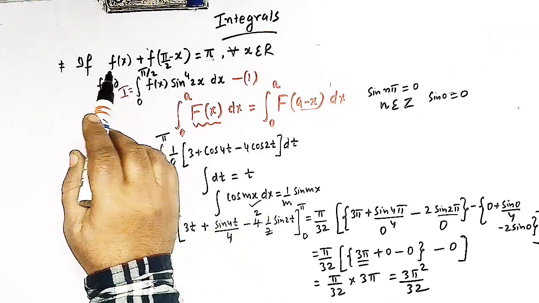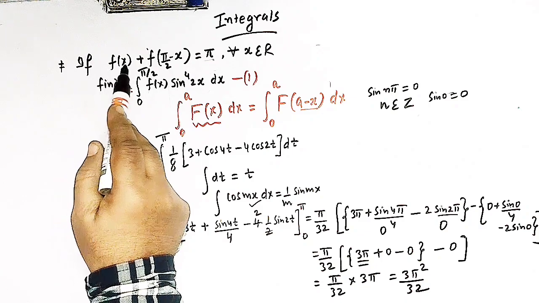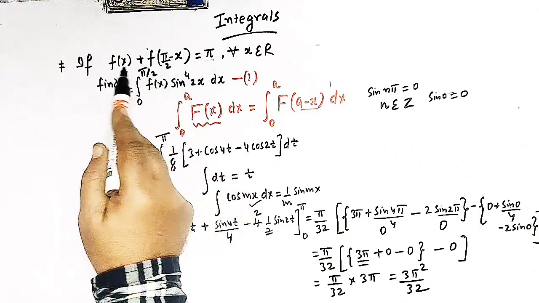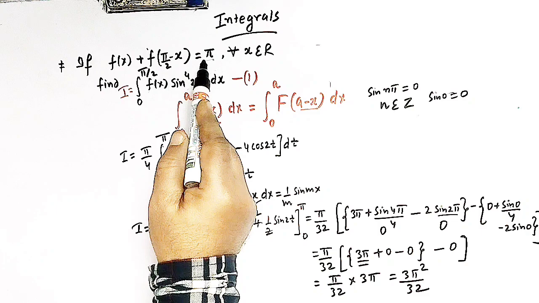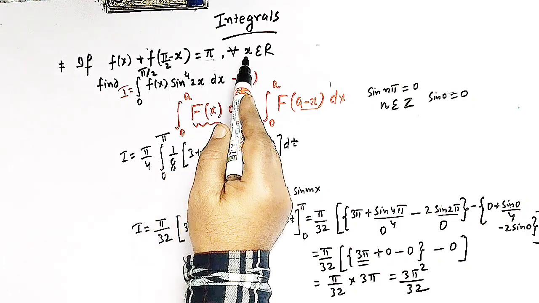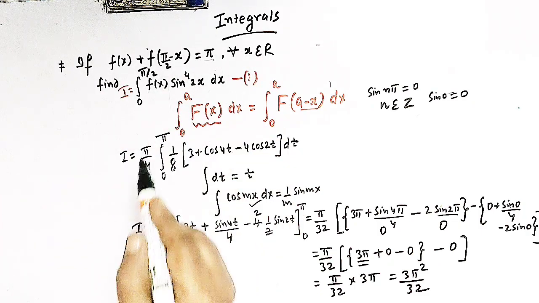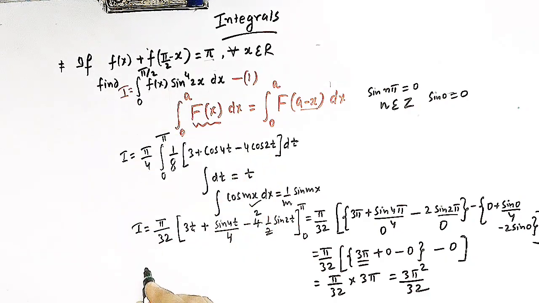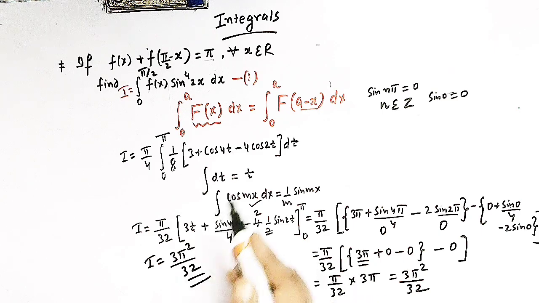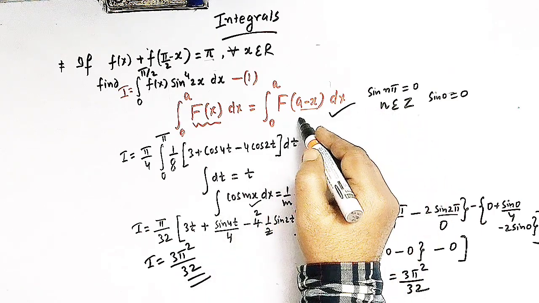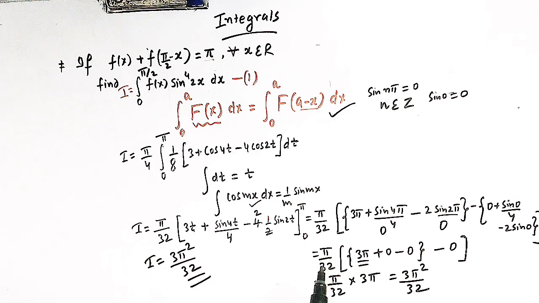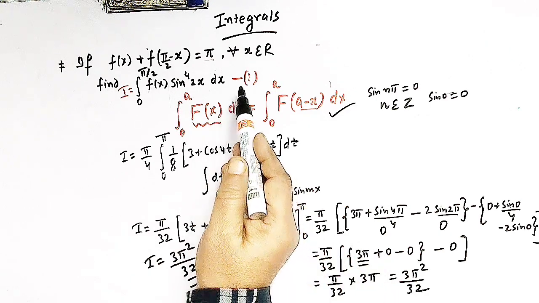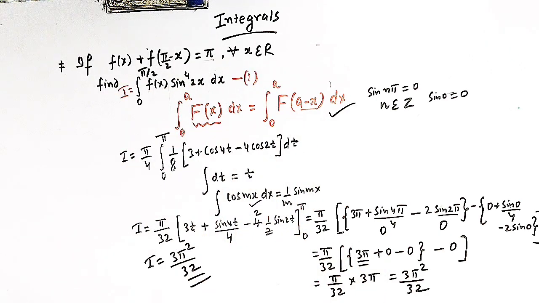So viewers, when we have a function f of x which satisfies this equation, f of x plus f of (pi by 2 minus x) is equal to pi, for all values of x belonging to the set of real numbers, then the value of this integral I is given by 3 pi square over 32. So this is how, by making use of this property of definite integrals along with some trigonometric identities, we can easily solve these kind of problems.